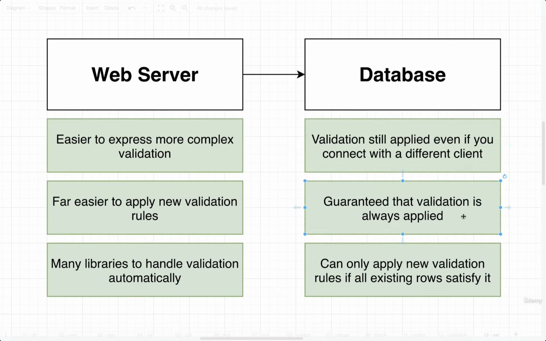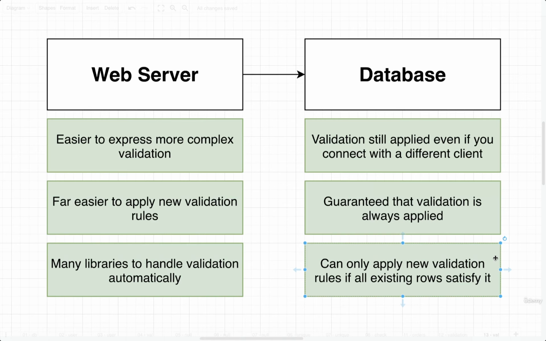Next up, and very similarly related, we are guaranteed that validation is always going to be applied when we put it at the database level. So again, no matter where our data is coming from, whenever we are inserting data into a table or updating data inside of a table, we're guaranteed that it's going to be validated. Finally, and this one seemed like a gotcha, the way it was presented, it seemed like a bad thing. But whenever we tried to apply a new validation rule and all the constraints we were just talking about, we saw that we always had to make sure that the existing data inside the table satisfied that validation rule we were trying to add.